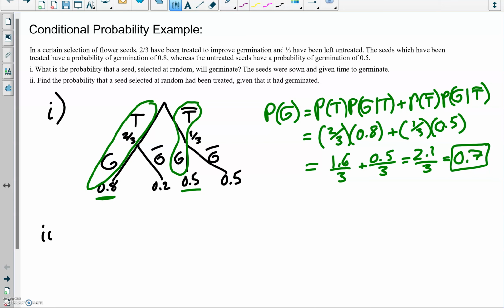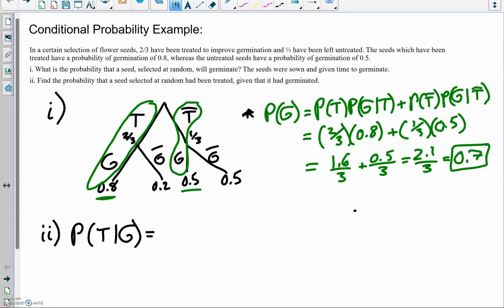For the second one, they want to know the probability a seed selected at random had been treated given that it had germinated. So what we're looking for is the probability of treated given germinated. If you look up at what we did in part 1, we just have germinated given treated, based on our tree diagram and the information that was given. So this is another place where Bayes' formula will come into play.